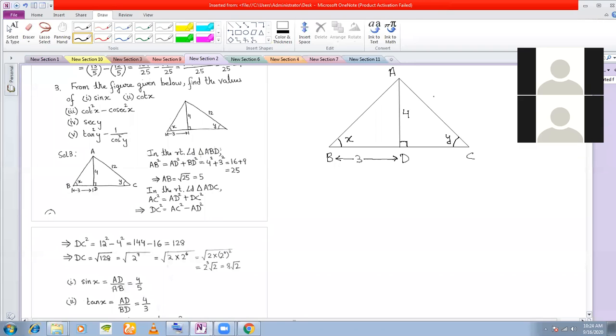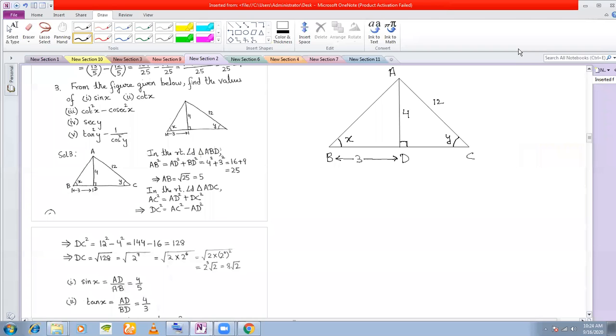Okay. And what else is given? This is given to be 12 also, this AC. Okay. So now we'll proceed to see what we can do. First of all, sine x. So sine of this x. In this, we'll consider this right angle triangle, ABD.